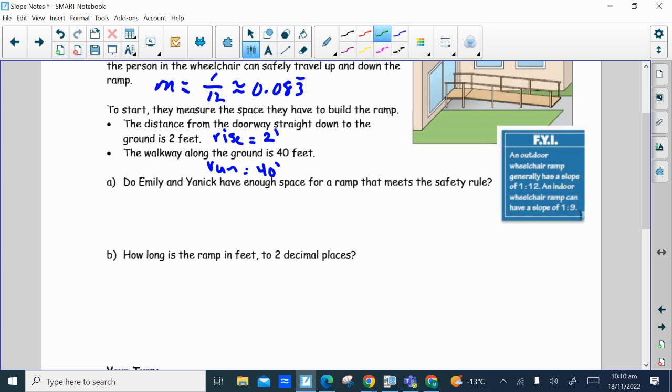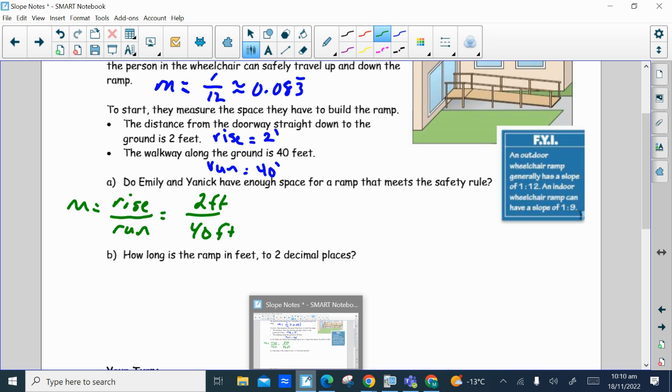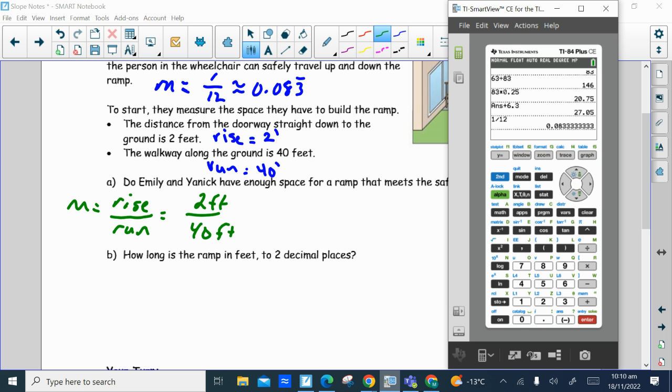So let's calculate the slope for the area they have to work with. Remember, slope, which we use m to represent, is rise over run. We said the rise is 2 feet and the run is 40 feet. A quick check, remember that the rise and run have to be in the same unit, and they are. We saw some yesterday where they weren't in the same unit, and so we had to convert them. But these are both in feet, so we don't have to do any conversions. So now back to our calculator. If you go 2 divided by 40, that's 0.05.